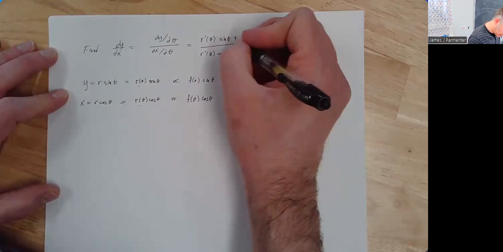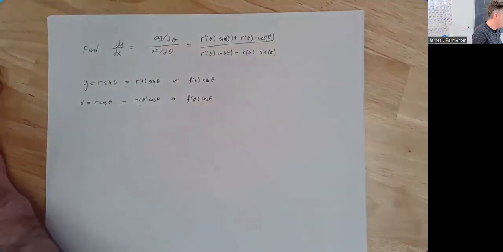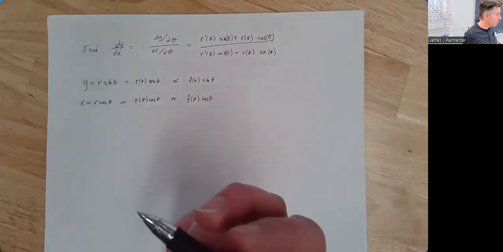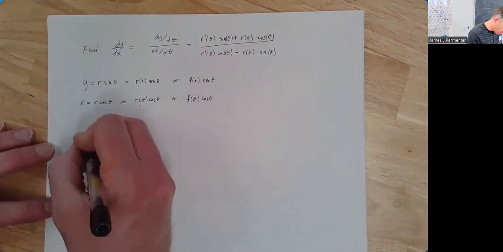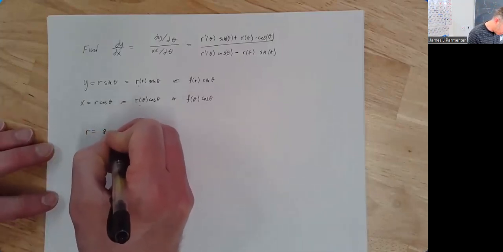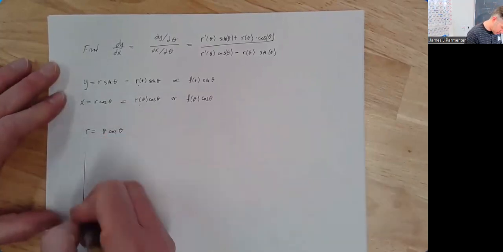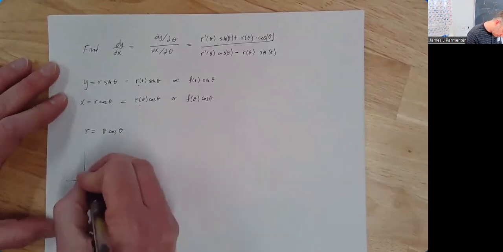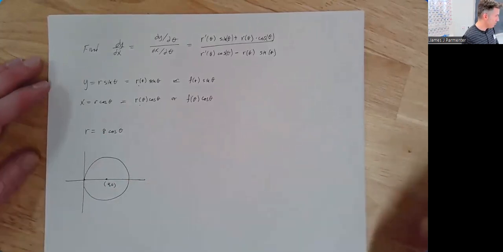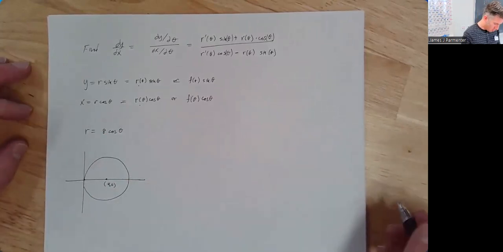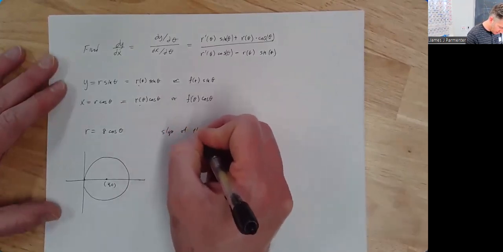So that's how you take the derivative of y with respect to x, where x and y are both given polarly. So for example, if I was given the circle r equal to 8 cosine theta, which yes, we know is a circle. It looks like this. There's my circle, center 4 with a radius of 4. And I want to know what's the slope of the tangent line.